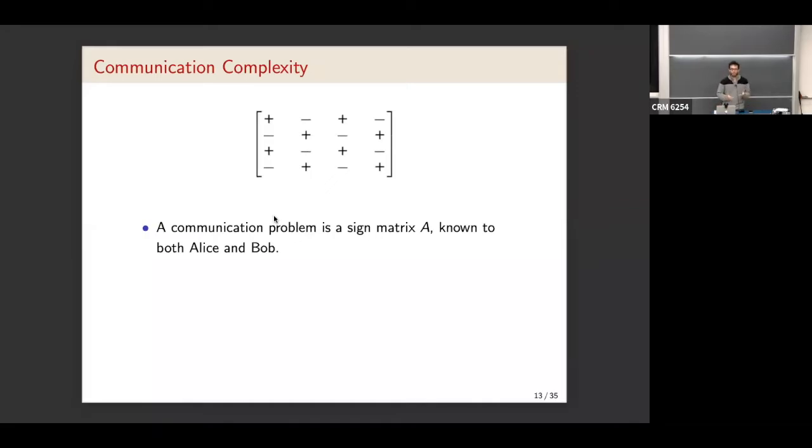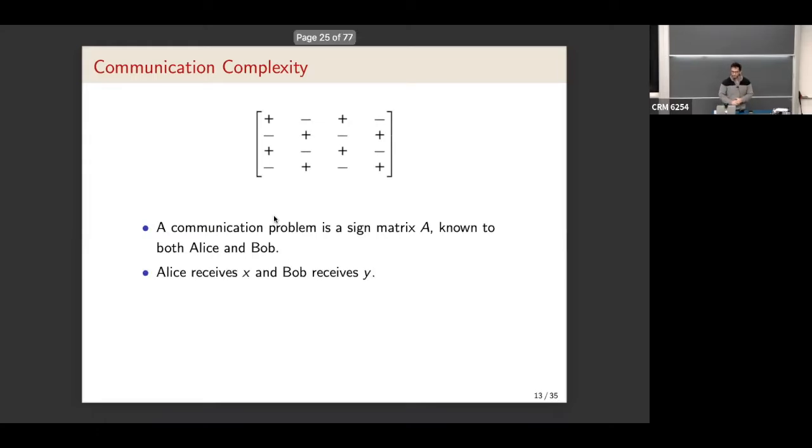So in communication complexity, these sign matrices are your problems. Every sign matrix is a communication problem. You have two players, Alice and Bob, and they know the full matrix. It's not part of the input or anything. That's the problem you want to solve. It's similar to wanting to solve SAT: you want to solve this particular matrix.